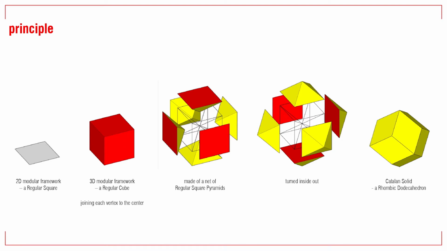Interestingly, when these regular square pyramids are turned inside out, we get one of the Catalan solids named the rhombic dodecahedron, where the 6 regular square faces are now turned into 12 congruent rhombic faces.